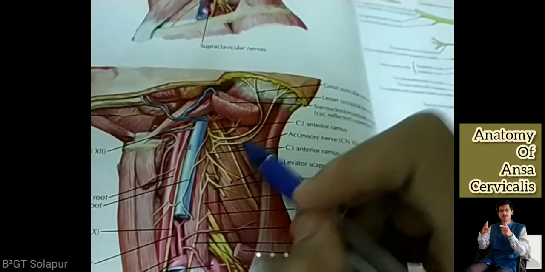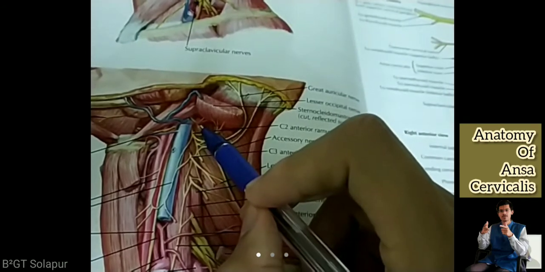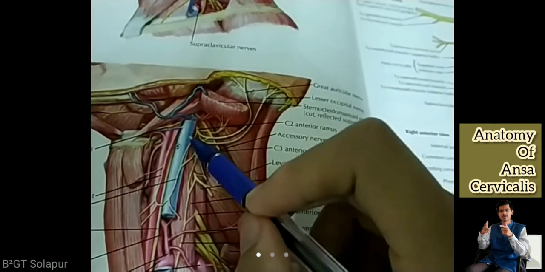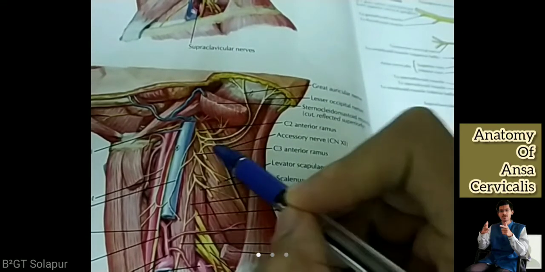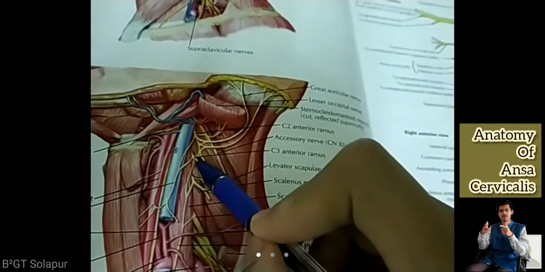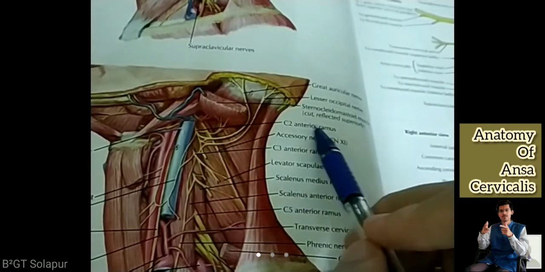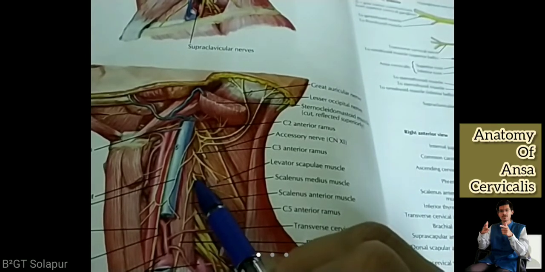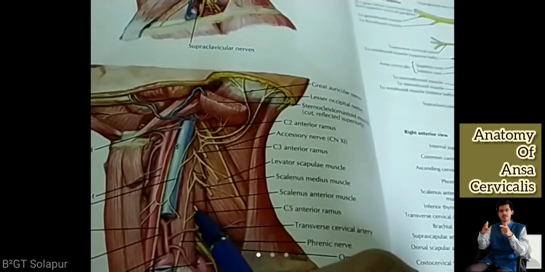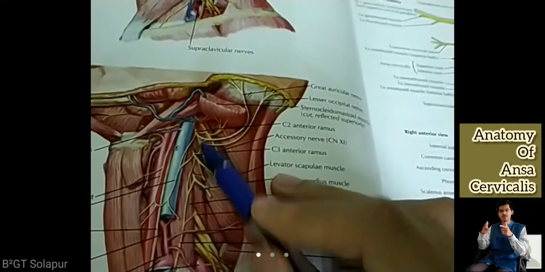Now what do you see in all this? See, this is the C2, this is C1. Okay, these are the cervical plexus. Now cervical roots, this C1, this is C2, this is C3. See, it's labeled here. Can you see? This is the C2 root, anterior ramus, C3 anterior ramus, this is C4. Okay, and this is C5 coming this way. Are you able to make it out? So these are the cervical plexus.